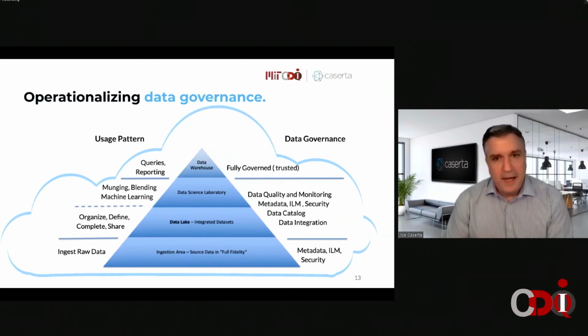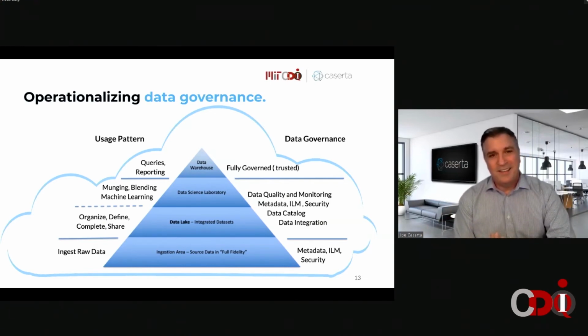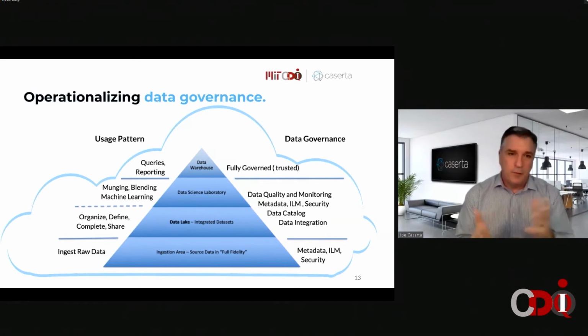So this is kind of how it looks, and I introduced this concept of a data pyramid probably 14 years ago now, and it still applies 100%. Just to describe what this is, right now 100% of our business is on the cloud. All of our clients are either on the cloud or moving to the cloud, so put a cloud around it. And the left-hand side is the pattern of usage for the data, and then the right-hand side is the governance that can be applied at this type of data store, if you will.